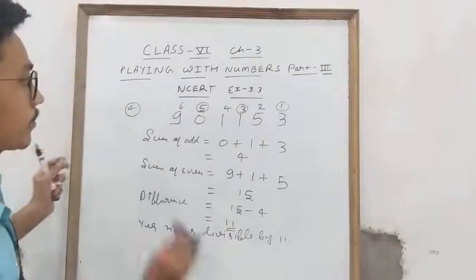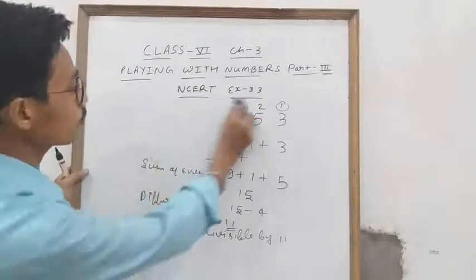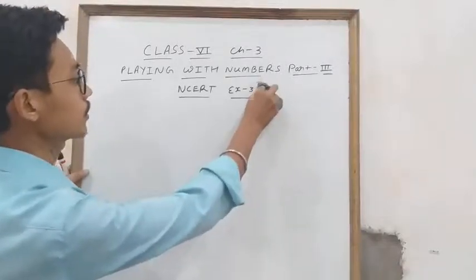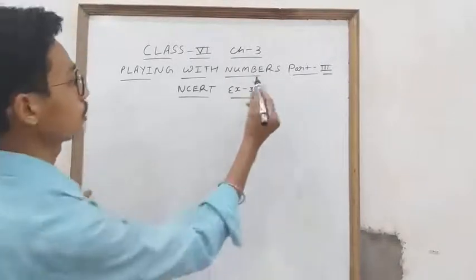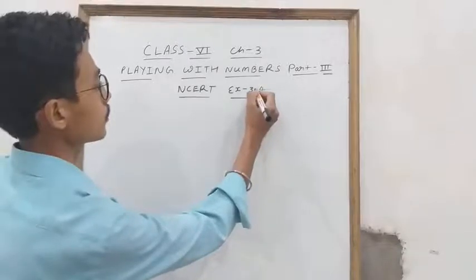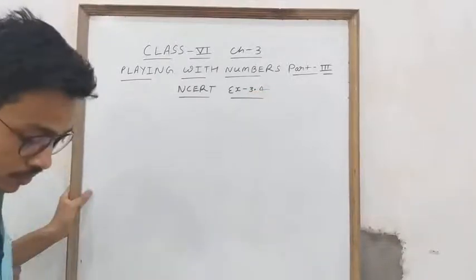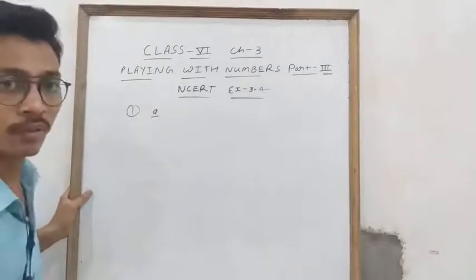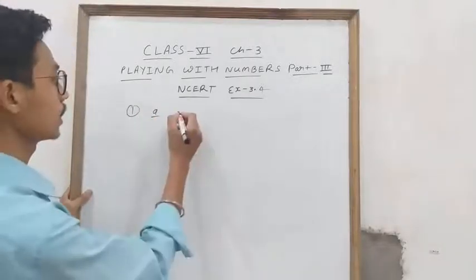Now come on exercise 3.4. Rest of the questions you will do yourself student. Now exercise 3.4 I am going to discuss. This is 3.4. It is given, student, question 1 A. You have to find out the common factor of 20 and 28.